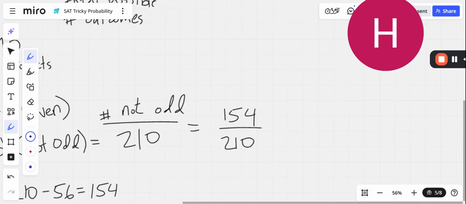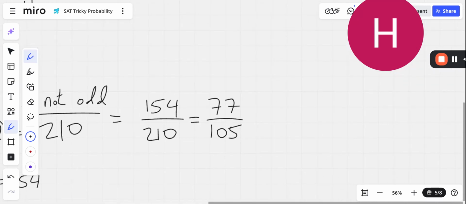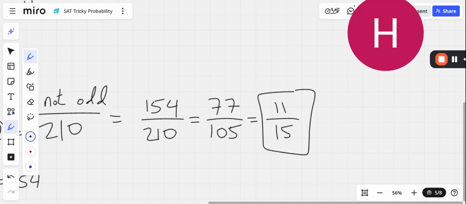And this doesn't look like it simplifies, but it does. If you just cut it down piece by piece, you'll see it. I'll do it nice and slowly for you. We have 77 over 105. Well, I know 77 has factors of 7 and 11. 105 is also divisible by 7. And that leaves us with a probability of 11 over 15.